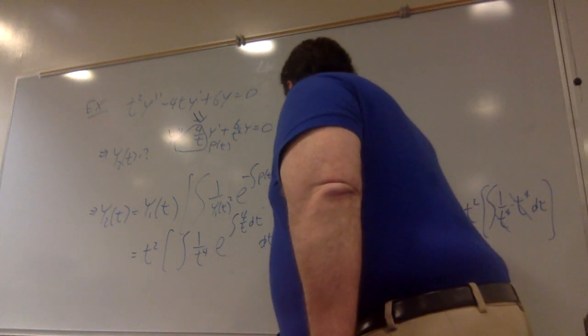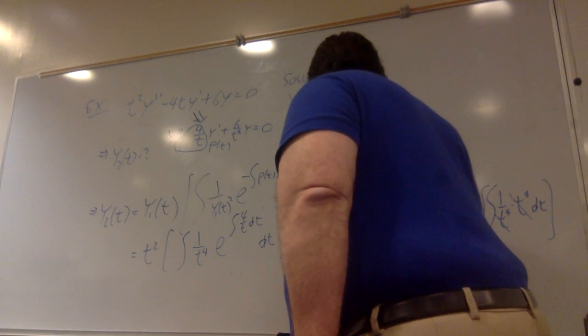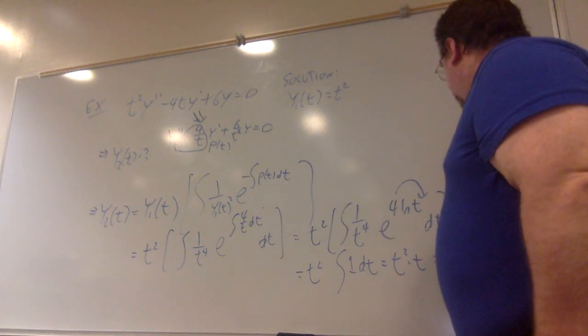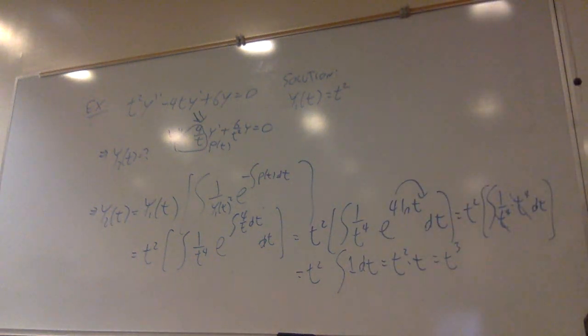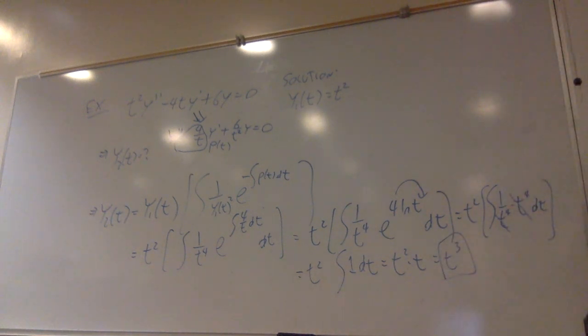So now I have t squared times the integral of 1 dt. So you have t squared times t is equal to t cubed. And so that is your final answer. That completes the fundamental set of solutions. So t squared and t cubed, those are enough to describe all solutions of this equation.